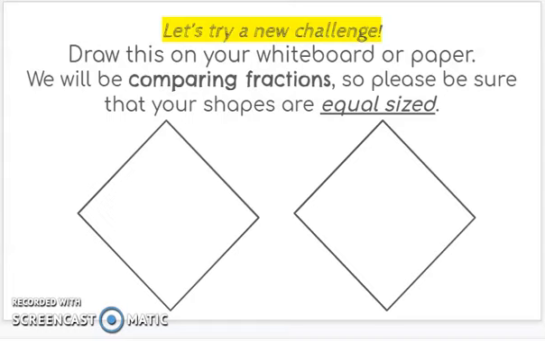All right, let's try a new challenge. Draw this on your whiteboard or piece of paper. We will be comparing fractions again, so please be sure that your shapes are equal sized. You can see that I actually have kind of two square-like shapes. They're just tilted on their sides. So go ahead and pause this video till you have these drawn and then push play.